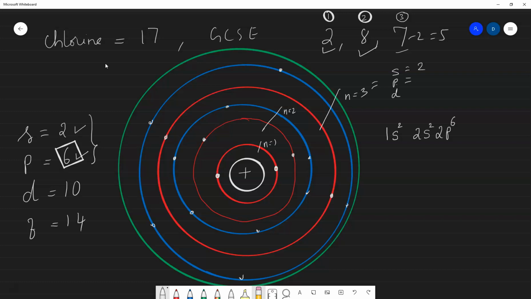So the way you write that, in the third shell, the 2 electrons will go in the S subshell. In the third shell, the remaining 5 electrons will go in the P subshell. So this is the electron configuration for chlorine.